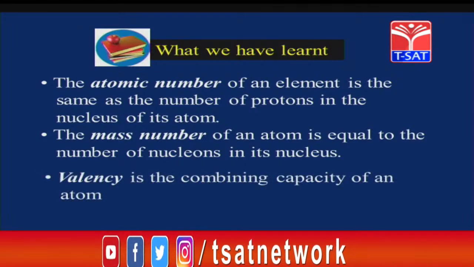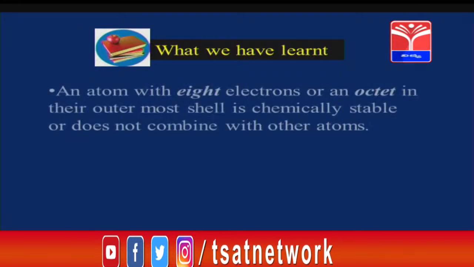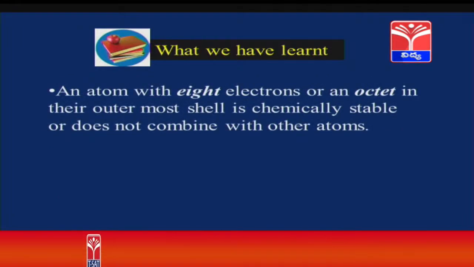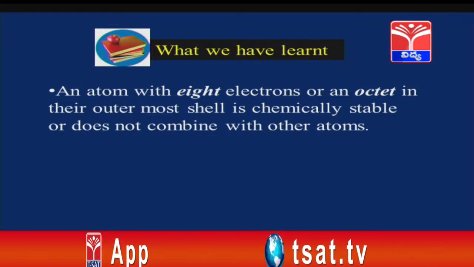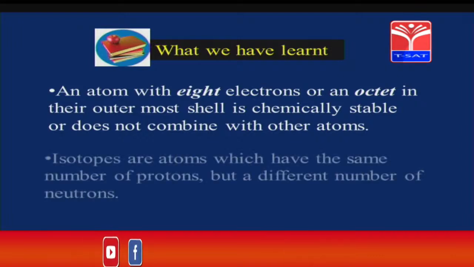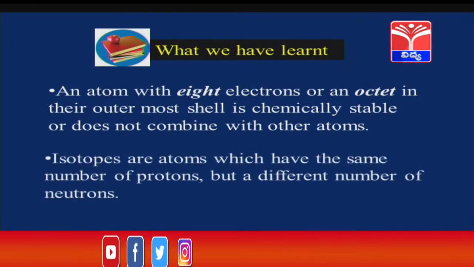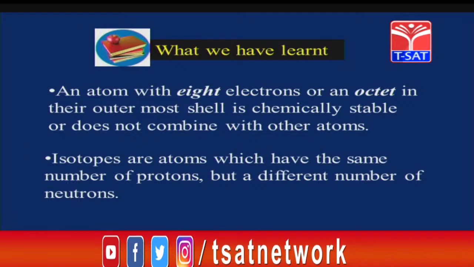Valency is the combining capacity of an atom. An atom with 8 electrons, or an octet, in its outermost shell is chemically stable and does not combine with other atoms, as its combining capacity is 0. Isotopes are atoms which have the same number of protons but a different number of neutrons.